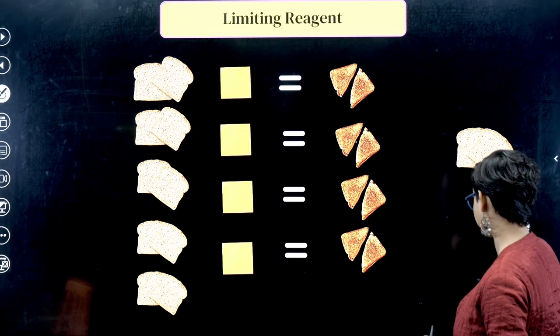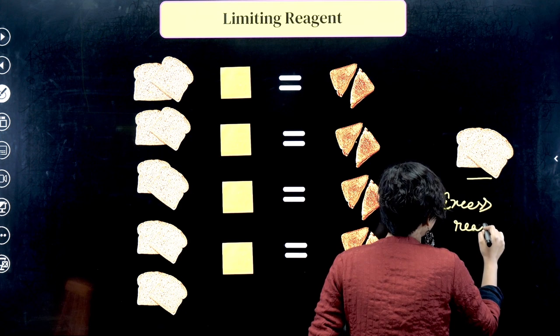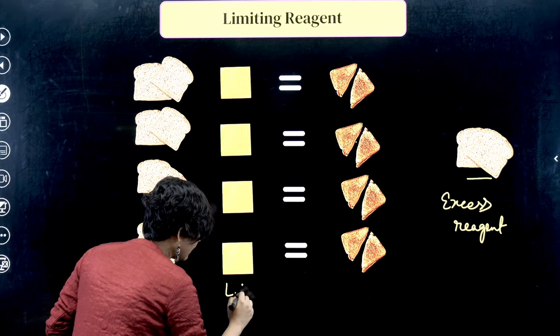And now, whatever is remaining, this bread, this becomes your excess reagent. Make sense, everybody? Yes, this is your LR, that is limiting reagent, and this is your ER, excess reagent.